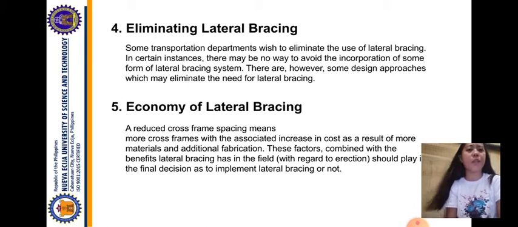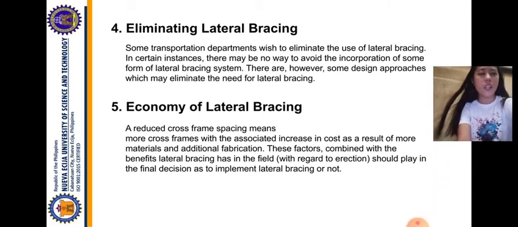5. Economy of lateral bracing. A reduced cross-frame spacing means more cross frames, which would be associated with an increase in cost as a result of more materials and additional fabrication. These factors, combined with the benefits lateral bracing has in the field or with regard to erection, should play into the final decision as to whether to implement lateral bracing or not.